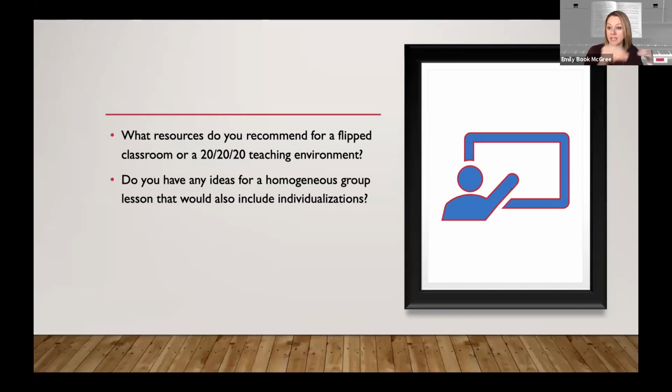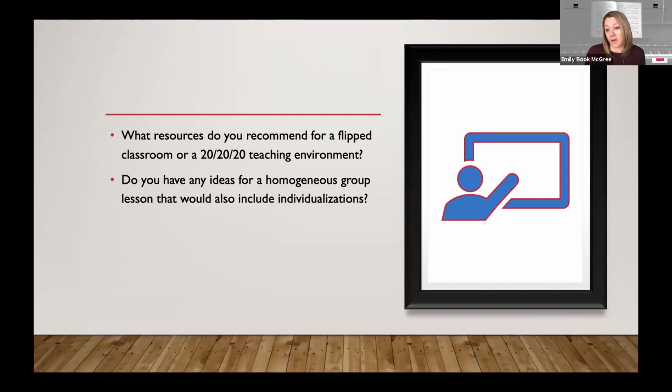Now, the 2020-20 teaching environment, for those of you who may not be familiar with this, is kind of like having stations set up in your class. So you might have 20 minutes where you're teaching a private lesson, and then 20 minutes where a student is practicing, and then 20 minutes where there's maybe a theory station where students are working, and then they rotate through. So there's no actual group teaching happening in that environment.